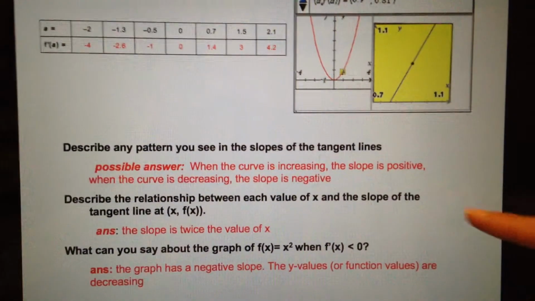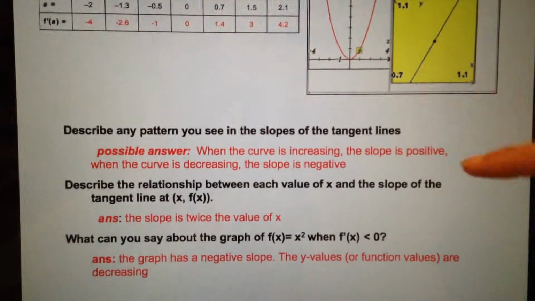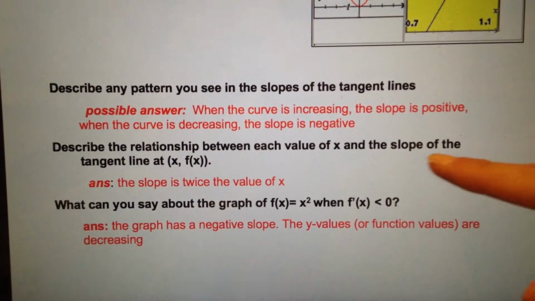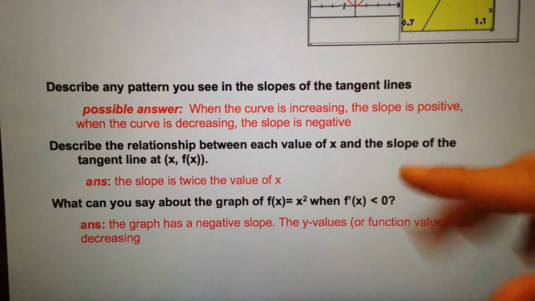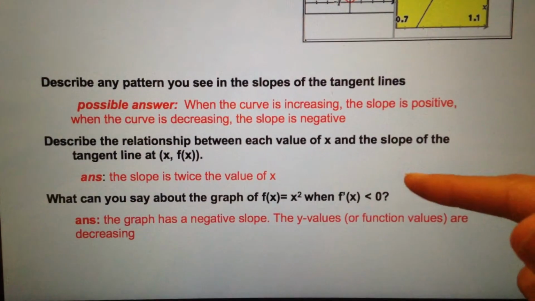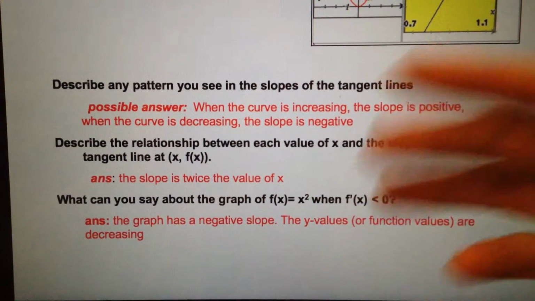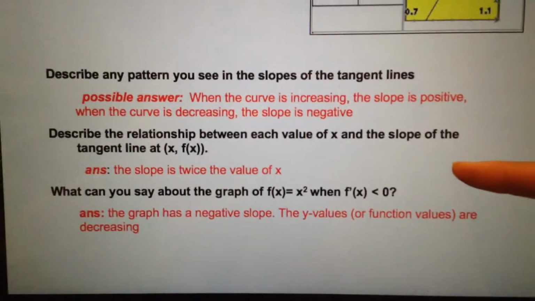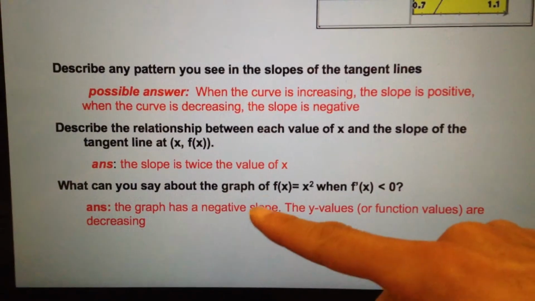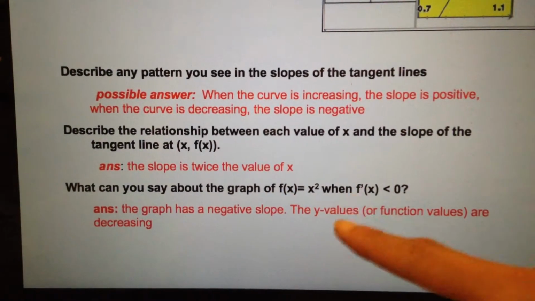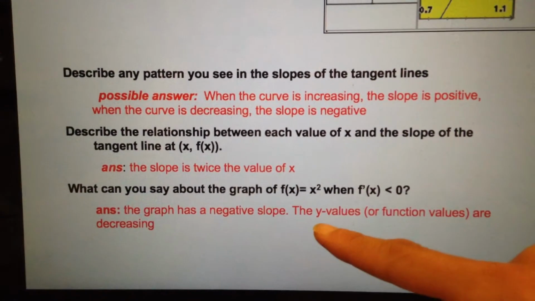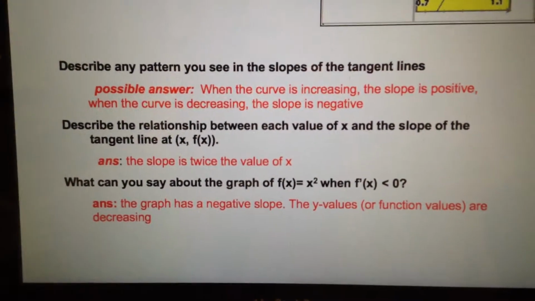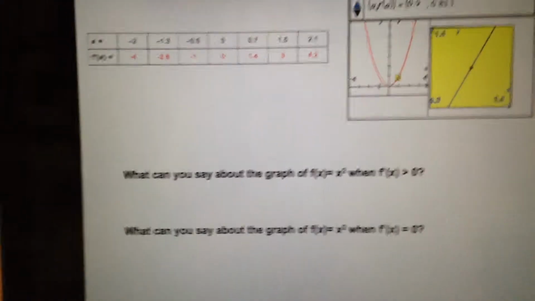So when the curve is increasing, the slope is positive. When the curve is decreasing, the slope is negative. And the slope is twice the value of x, which is what the derivative says: f prime of x is 2x. And when f prime of x is less than 0, the graph has a negative slope. The y values, or function values, are decreasing.